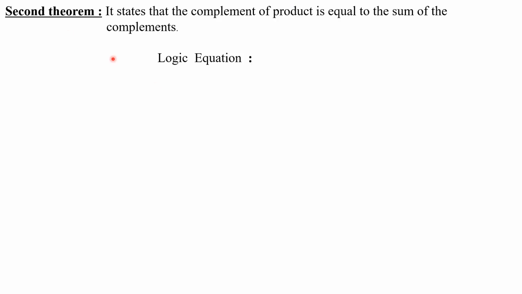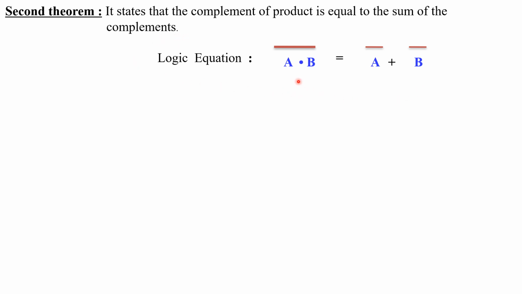Now let us see the statement of the second theorem. It states that the complement of a product is equal to the sum of the complements. The complement of the product A dot B is equal to the sum of its complements, A bar or B bar. This is the Boolean equation for the second theorem.